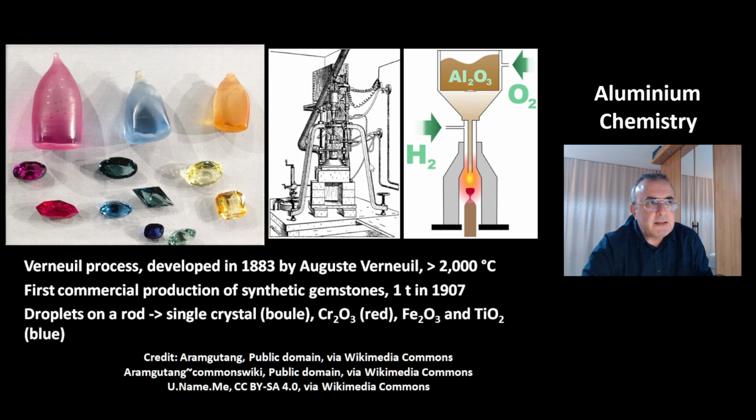In the middle, this is a drawing of his apparatus. At the right, this is how it works. Hydrogen is burnt with oxygen. This makes the aluminium oxide melt. You create little droplets that drop on a rod. At this point, you get a single crystal. It slowly grows, and the crystal is slowly moved away out of the hot zone. It reminds you a bit of the zone melting process in the refining of silicon.